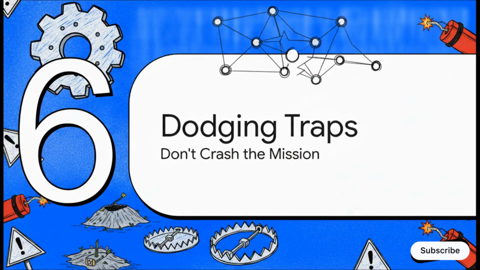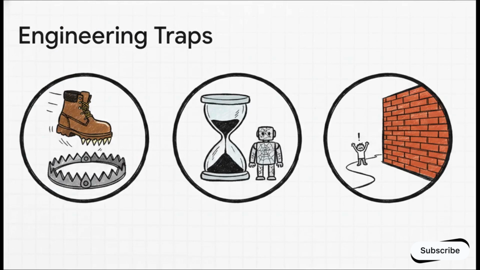Okay, final stretch. Section 6, Dodging Common Engineering Traps. Let's make sure we don't crash the mission. Before I let you go, I need to brief you on the silent killers, the implementation traps that will absolutely ruin your training runs. First up is the classic off-by-one bug. In PyTorch, if you accidentally call the scheduler before the optimizer in your training loop, your very first step uses the wrong learning rate. And even worse, your final step will use a learning rate of 0, doing absolutely nothing.